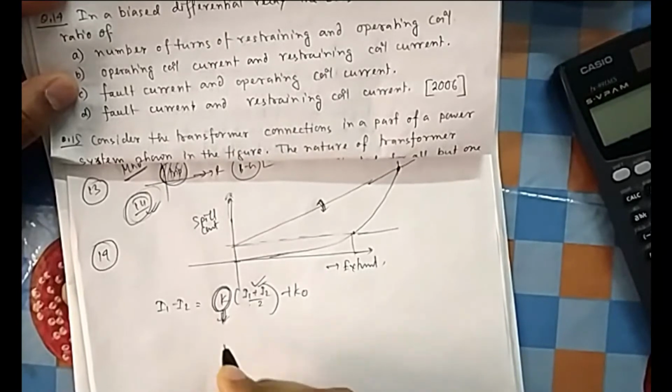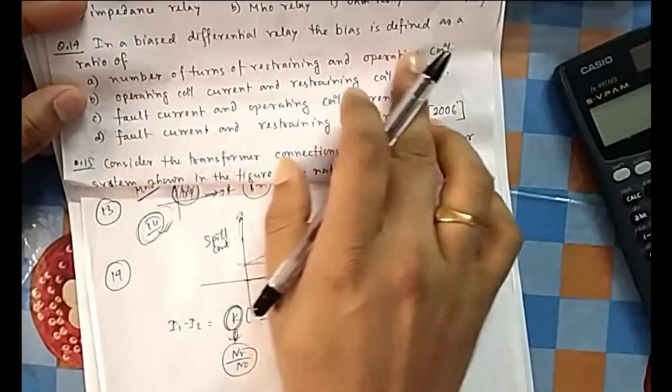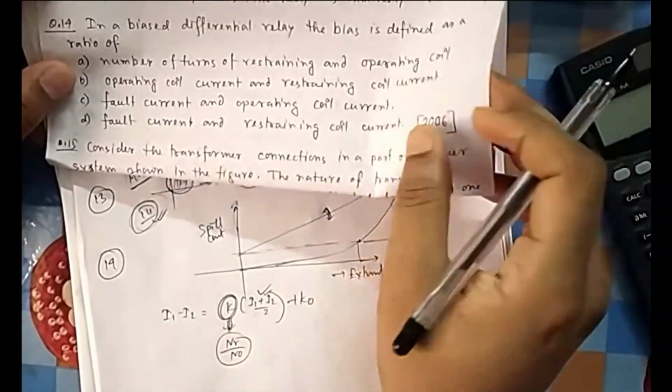So K is the biasing factor, which is nothing but NR by N0, which is the ratio of the number of turns of restraining coil and operating coil. You please check this one. This was a very good detailed explanation.